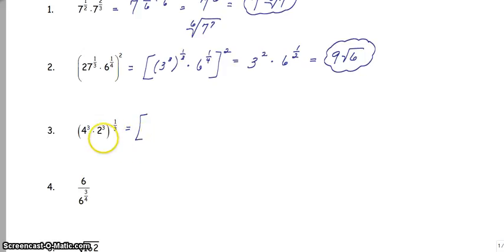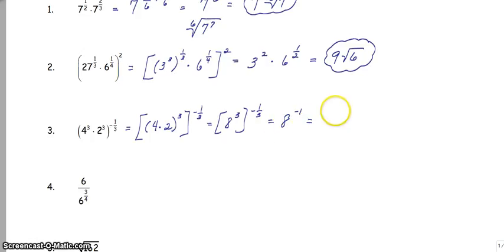So one way to do this problem is to say both the 4 and the 2 are being raised to the third power. So what we could do is rewrite as 4 times 2, the quantity to the third power, and take that to the negative 1/3. At that point, we know that 4 times 2 is 8, so we really have 8 cubed that we're going to raise to the negative 1/3. Multiplying exponents here, we would get 8 to the negative first power, and a negative exponent means to take the reciprocal, so we would write that as 1/8, and that would be fine.